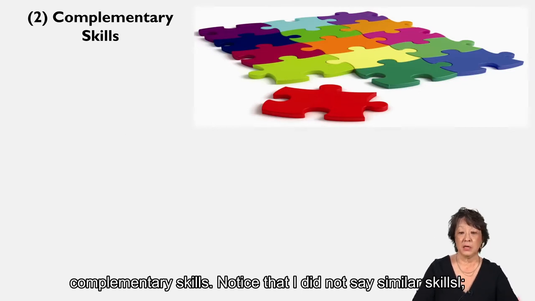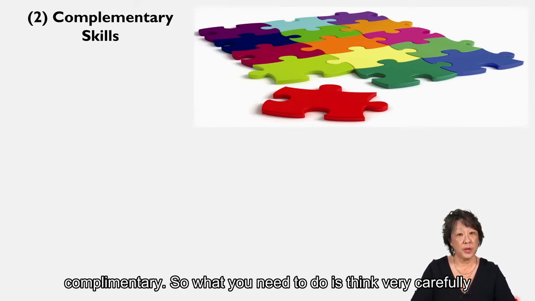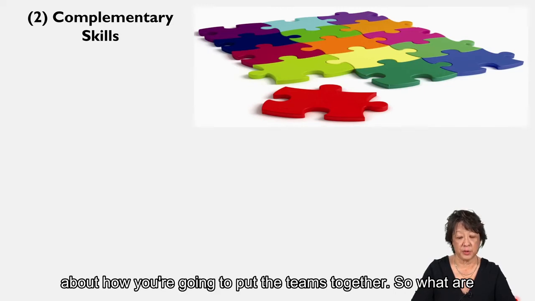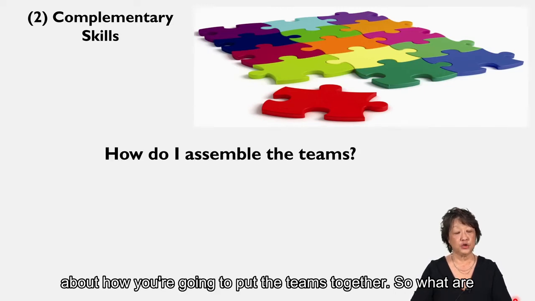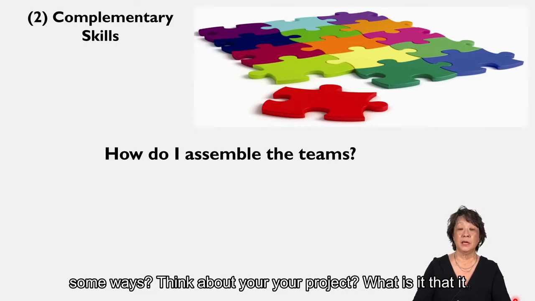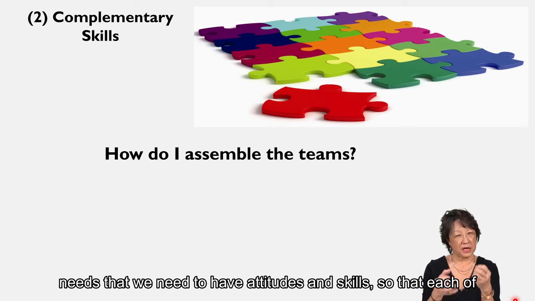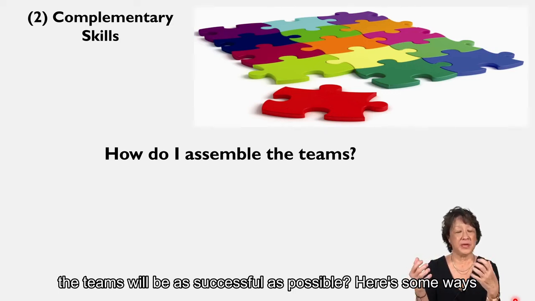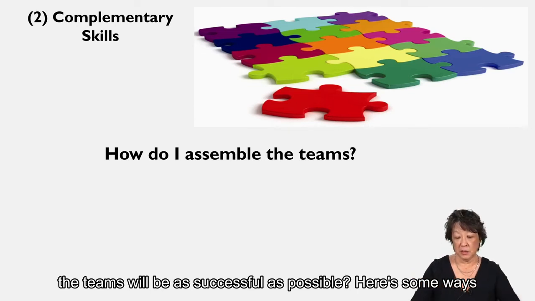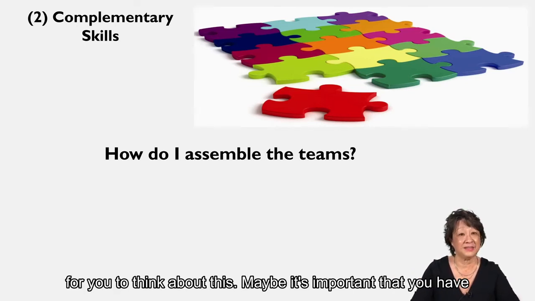Part 2, complementary skills. Notice that I did not say similar skills, complementary. So what you need to do is think very carefully about how you're going to put the teams together. So what are some ways? Think about your project. What is it that it needs, what attitudes and skills do we need so that each of the teams will be as successful as possible? Here are some ways for you to think about this.